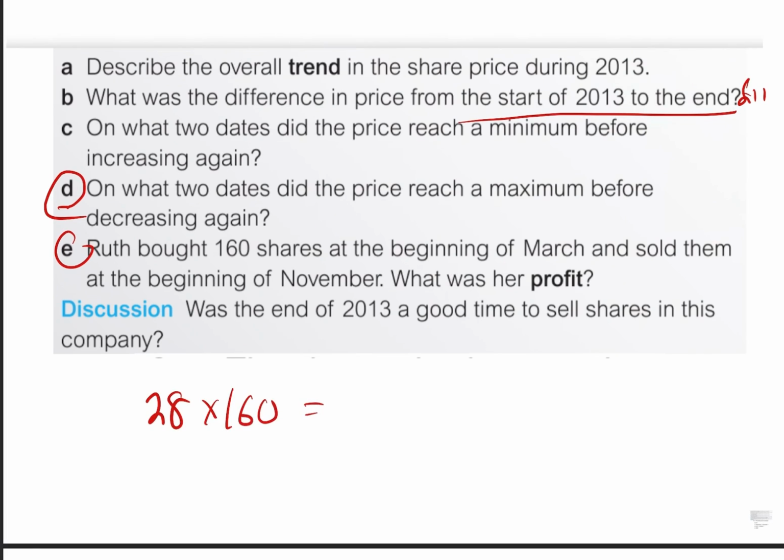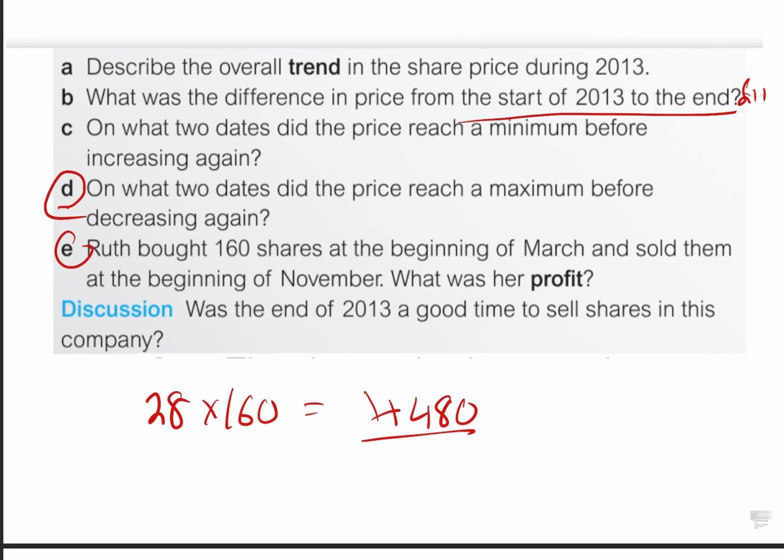Okay, so quick bit of maths. Now, I know mentally I like to do this, but I want to get this correct. So 28 times 160, it's 4,480. That's how much they cost.